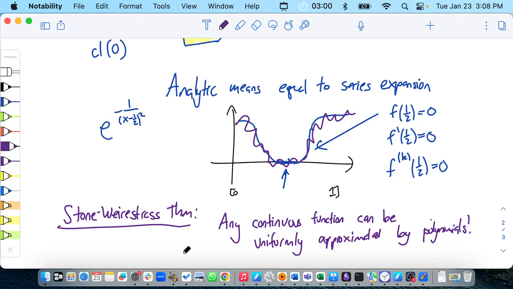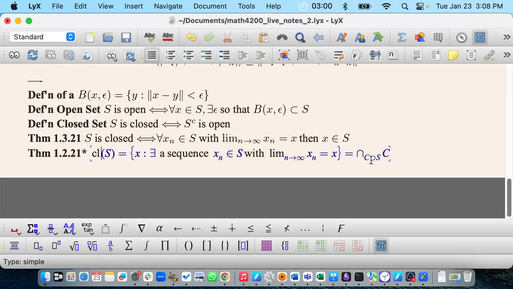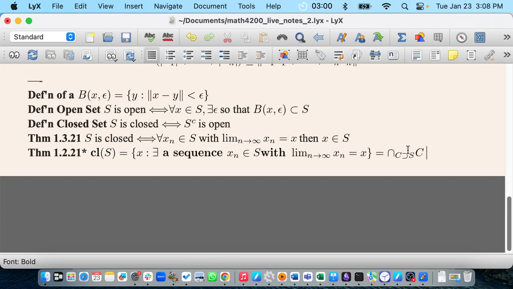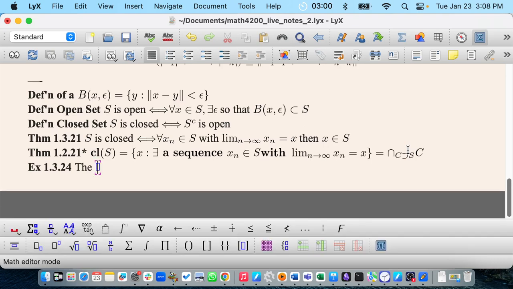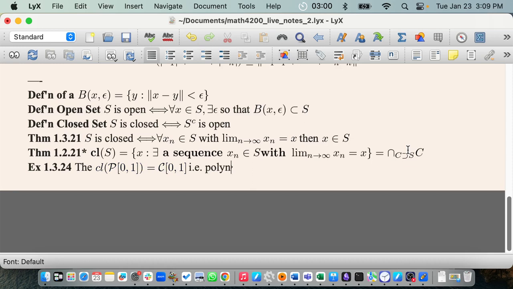Okay. But let me add this to the little overworld here, because in the book they give this a name. They call this Example 1.3.24: the closure of the polynomials is all continuous functions on [0, 1]. When you have a set, like the set of polynomials, whose closure is the entire space, mathematicians give that a cool name. When the closure is everything, that has a name, and it's called dense, i.e. the polynomials are dense in the continuous functions.